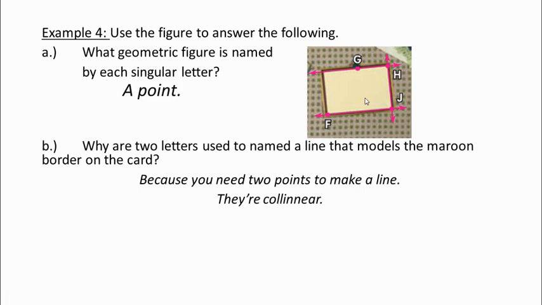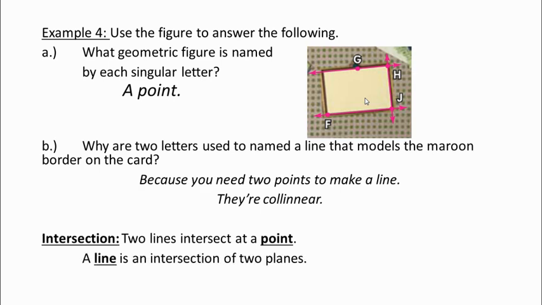And then I wrote they're collinear, because if you're connecting 2 points with a line, then they now become collinear. So I got a couple other definitions to add in. The intersection of two lines happens at a point, and the intersection of two planes happens at a line. So if you draw two lines, they touch at a point.